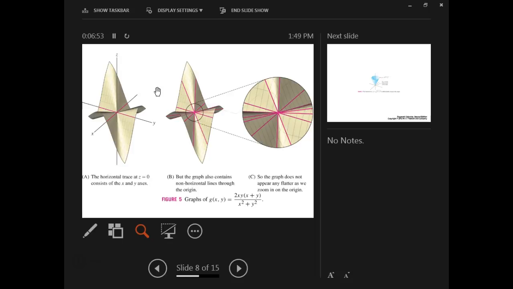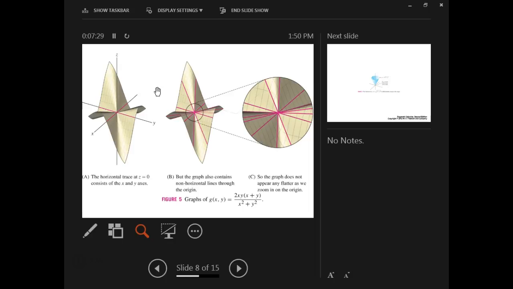G of xy is equal to 2xy times x plus y over x squared plus y squared. It seems like maybe we've seen this before. I can't remember for sure. But if you let x equal 0, y equal 0, you have an indeterminate form. So that's not technically defined at the origin, because you would have 0 over 0. Can't have it, not defined there.